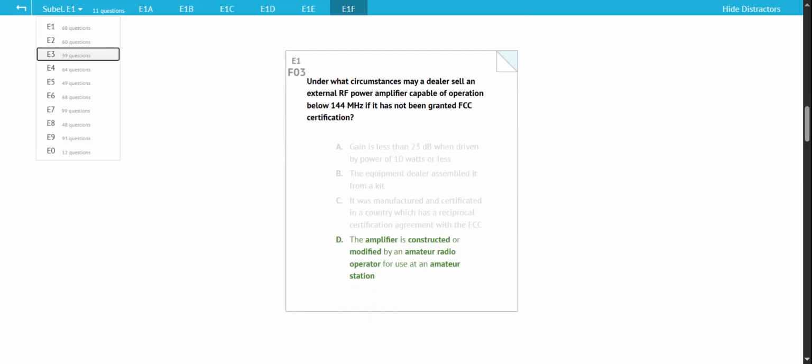Question Echo 1 Foxtrot 03. Under what circumstances may a dealer sell an external RF power amplifier capable of operation below 144 megahertz if it has not been granted by FCC certification? And the answer is the amplifier is constructed or modified by an amateur radio operator for use at an amateur station.